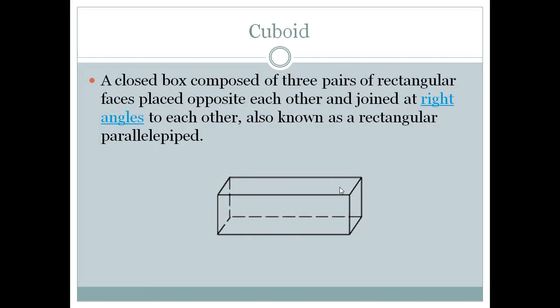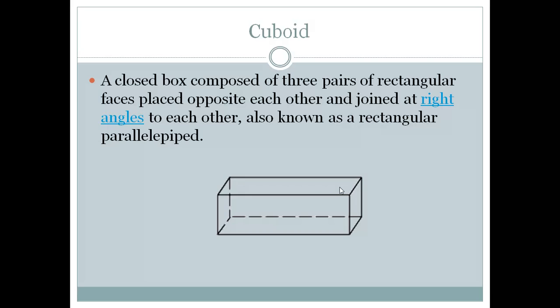Rectangle 3D shape is known as cuboid. A closed box composed of three pairs of rectangular shapes placed opposite each other and joined at right angles to each other, also known as a rectangular parallelepiped. It means when we join four rectangles, those four rectangles make a cuboid.